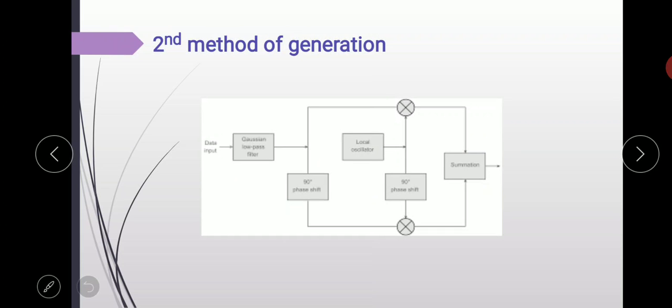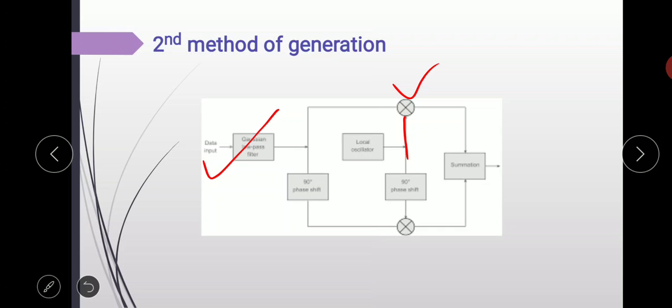Next is the second method of generation. The second method is more widely used. Here, a quadrature modulator is used. First, the signal is applied to the Gaussian filter. Then, the output of the Gaussian filter is applied to these modulators. To this modulator, it is applied directly, and to this modulator, a 90-degree phase shifted signal is applied.